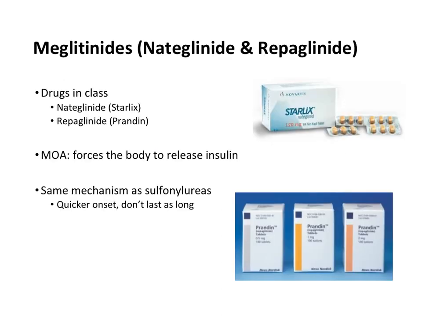There are two newer drugs similar to sulfonylureas. They have the same mechanism of action. Those two drugs are nateglinide and repaglinide. Nateglinide is Starlix, and repaglinide is Prandin. These both have the same mechanism of action. They force the body to release insulin, and so you can bet that they have similar downsides as well.